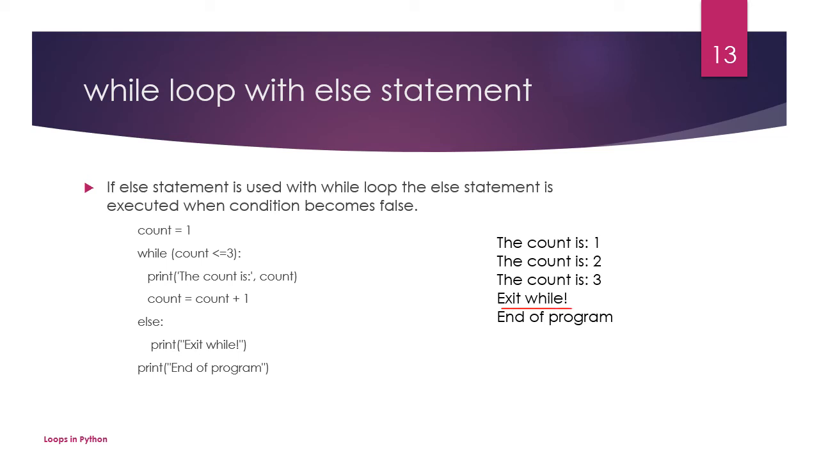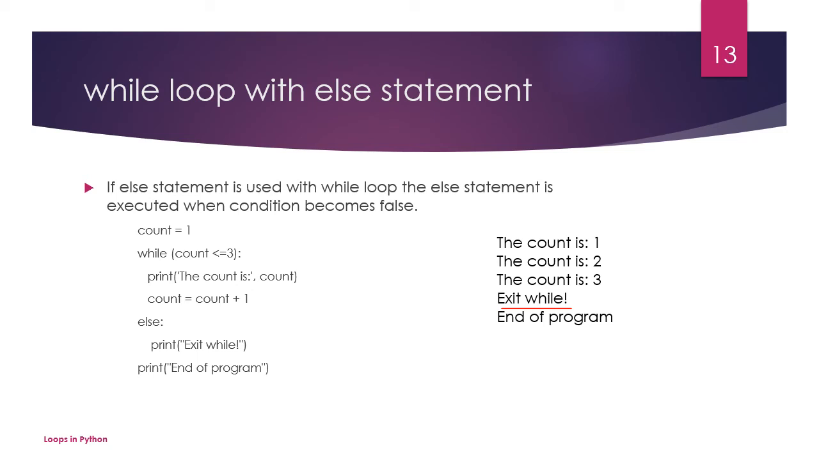So here count is initially value 1. When count is less than or equal to 3, the value of count will be displayed, and count is incremented to 2. 2 is less than or equal to 3, the condition is true. The count is displayed. Count is again incremented to 3. 3 is less than or equal to 3, the value of count is displayed. Count is incremented to 4. 4 is not less than or equal to 3.